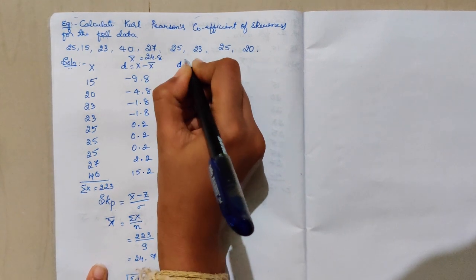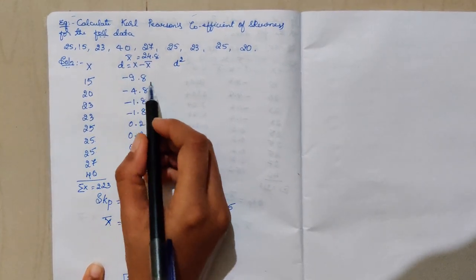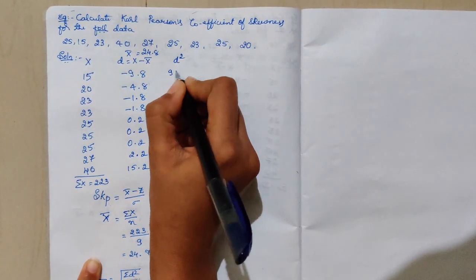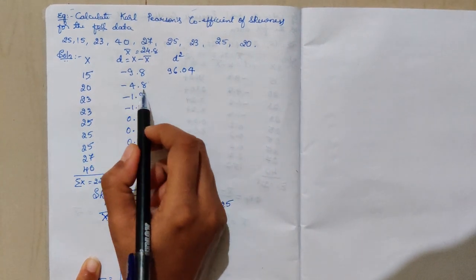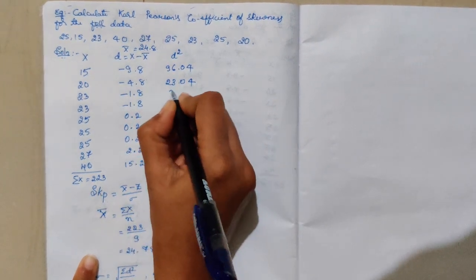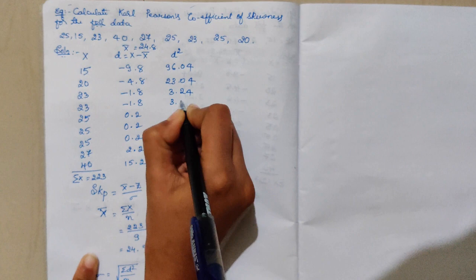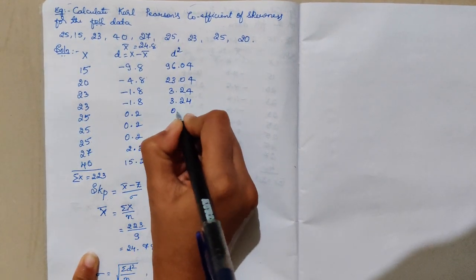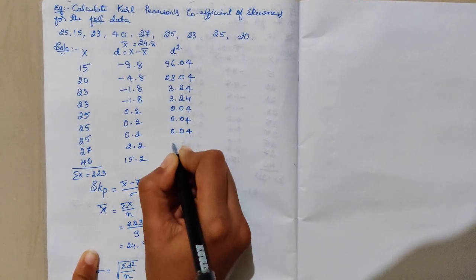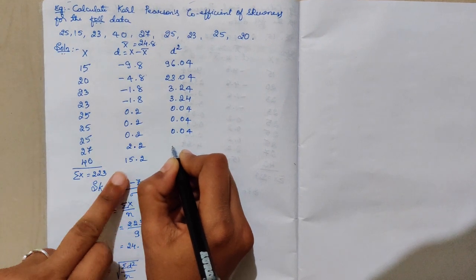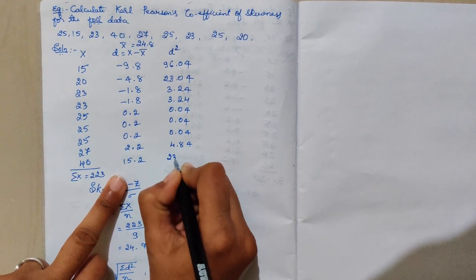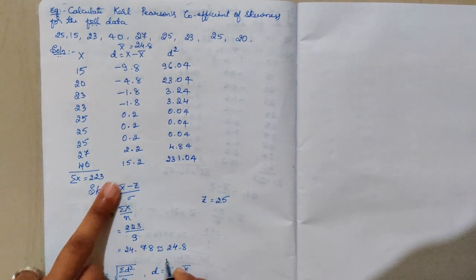Now we have to calculate the d square. To find the d square, we have to find the square of the individual d values. That is minus 9.8 square is 96.04. Minus 4.8 square is 23.04. Minus 1.8 square is 3.24. Here also 3.24. 0.2 square is 0.04. Here also 0.04, 0.04. 2.2 square is 4.84. 15.2 square is 231.04.